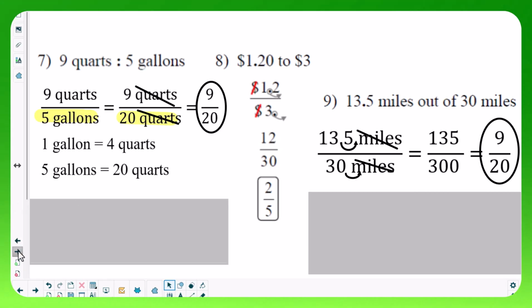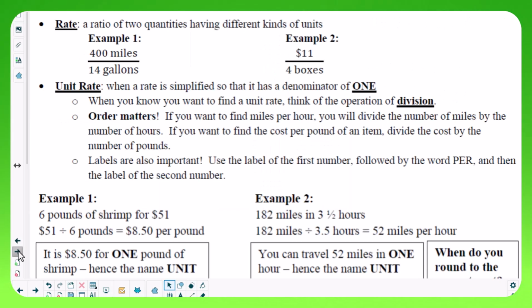All right, moving along to some really important usages of unit rates, which is the title of this lesson. So we talked about ratios, which we can represent as fractions in simplest form. That's a little less important. Let's talk a little bit about rates. A rate is a ratio of two quantities that have different kinds of units. So for example, 400 miles to 14 gallons, $11 to 4 boxes.